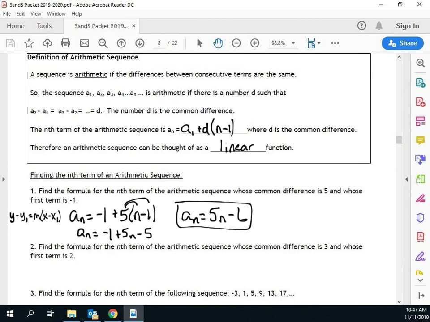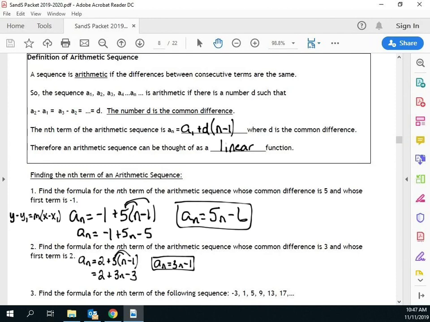So, with that, find the formula for the nth term of the arithmetic sequence whose common difference is 3 and whose first term is 2. So, A sub n is equal to, well, 2 is your first term, plus 3, that common difference, times n minus 1. Distribute the 3. 2 plus 3n minus 3. And you get the equation A sub n equals 3n minus 1. Right now we're just plugging into the formula and simplifying. That's it. There's nothing fancy about this right now.